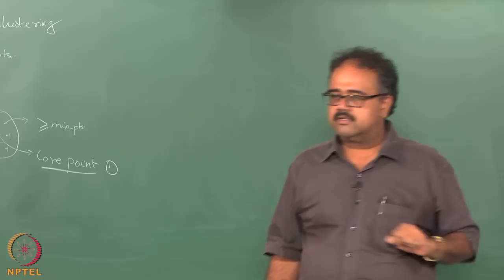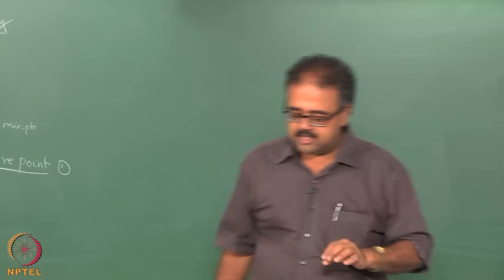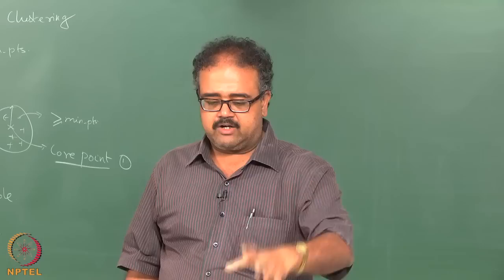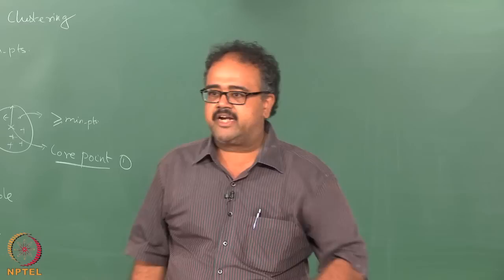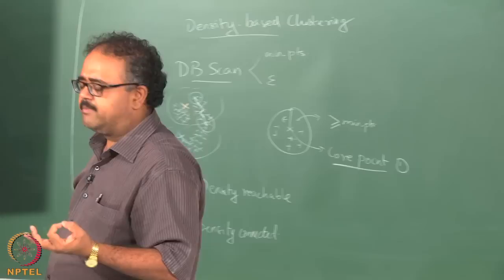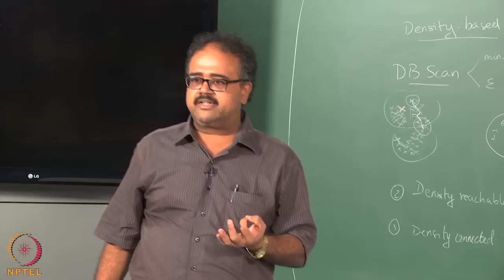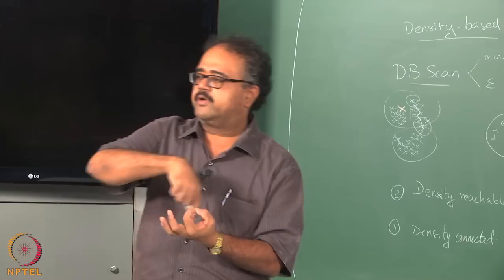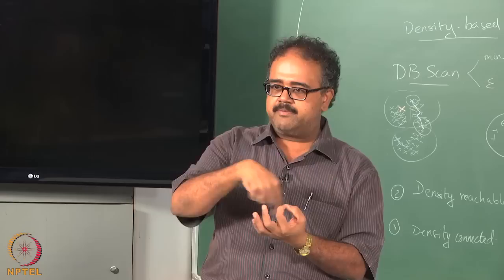How do I implement this? I start off with any point. I pick a random point and figure out whether it's a core point or not. If it's a core point, great, I'll keep that as my starting point for the cluster. How do I determine it's a core point? I pick a point, look in the neighborhood, and figure out if there are min points within a neighborhood of epsilon. If that is the case, I'll keep it. Then I look at all the neighbors of that point, and for each point in turn I will check whether it is a core point or not.